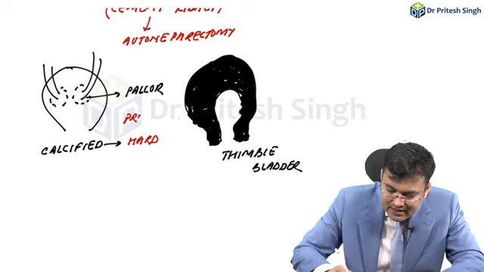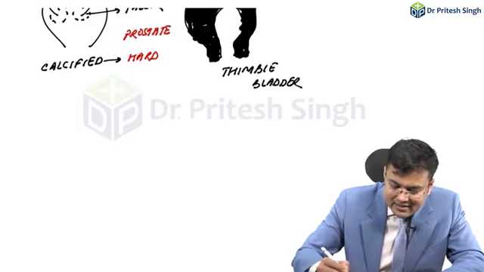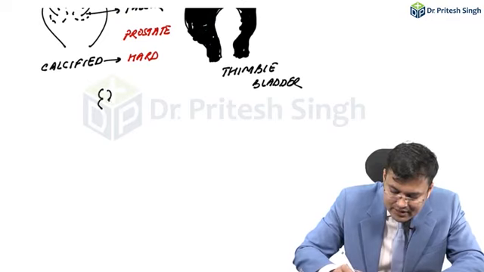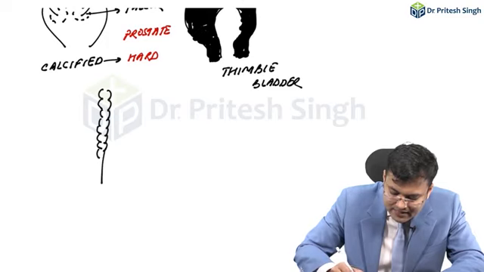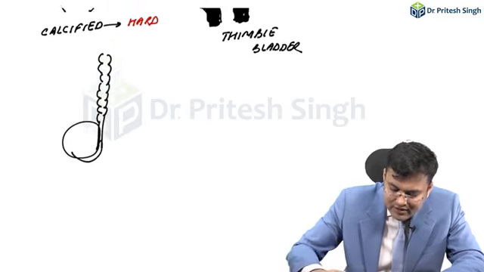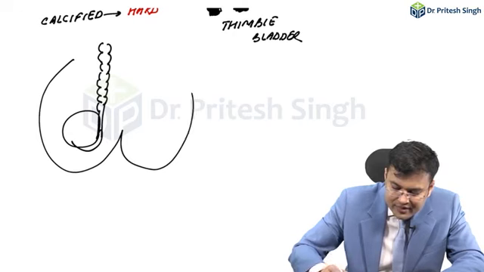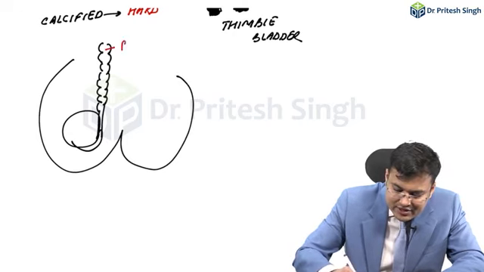So prostate is hard because of calcification. There are characteristic changes in the vas deferens. Can you see what kind of changes in the vas deferens? Beaded appearance of vas. And what? This is scrotum. Here there is collection of pus.